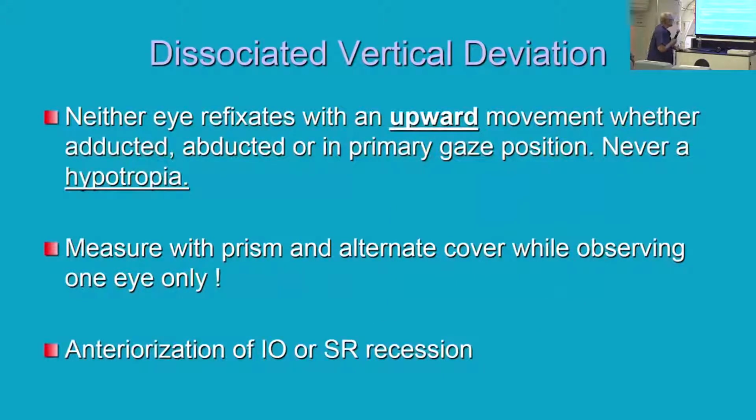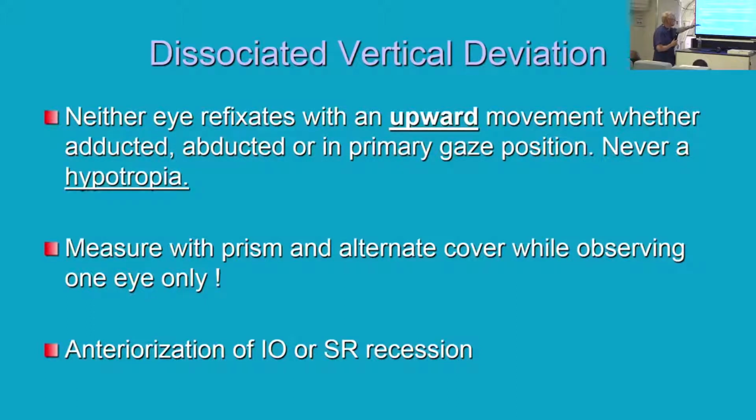So dissociated vertical deviation means that neither eye refixates with an upward movement, whether adducted, abducted, or in primary gaze position. So you never get a real hypotropia in the opposite eye when you do your cover-uncover testing. All you do is, when you cover in front of the eye, you'll get a hyper in the eye over-elevating. Sometimes it extorts a little bit too.